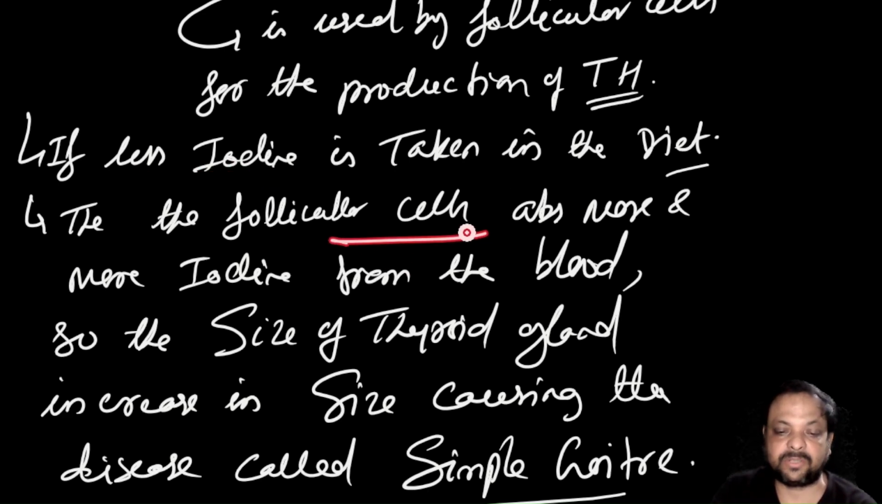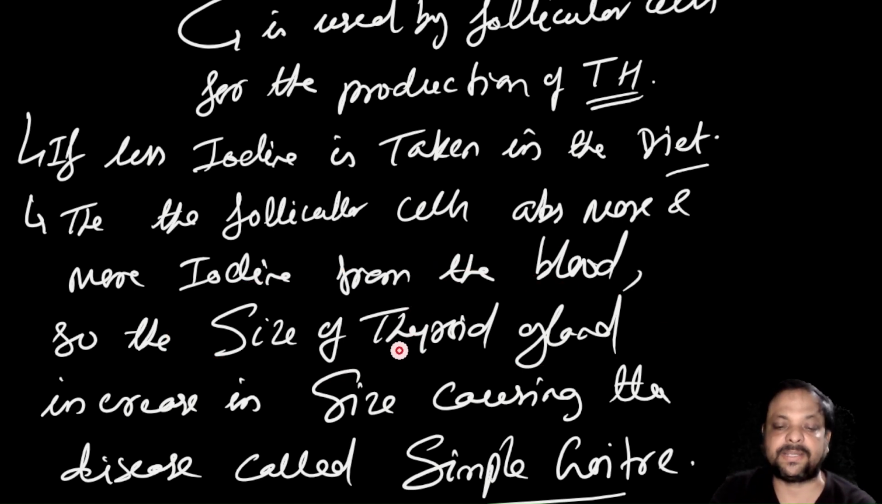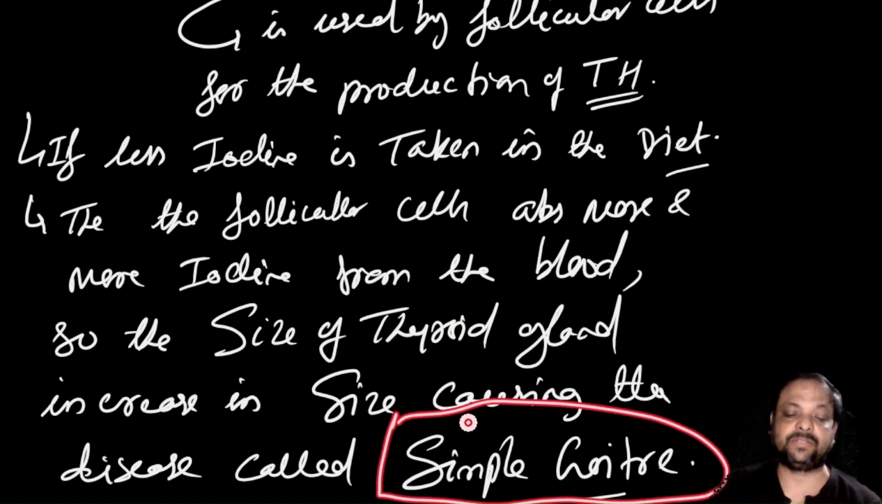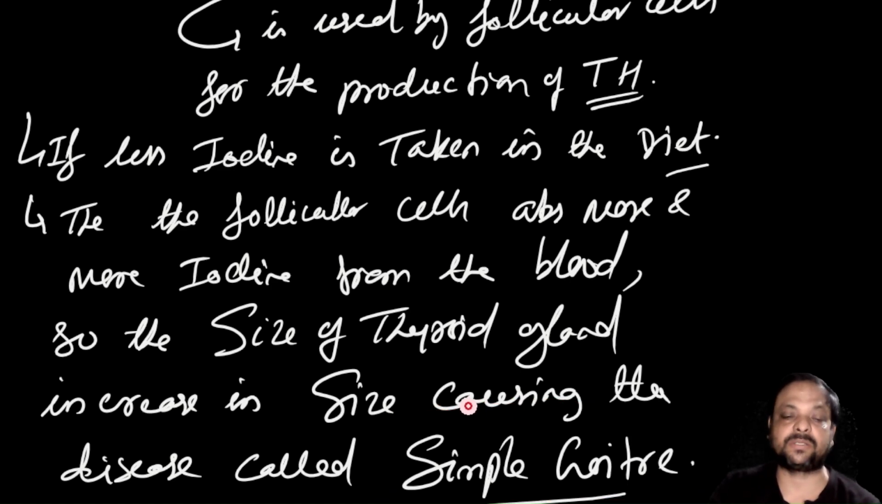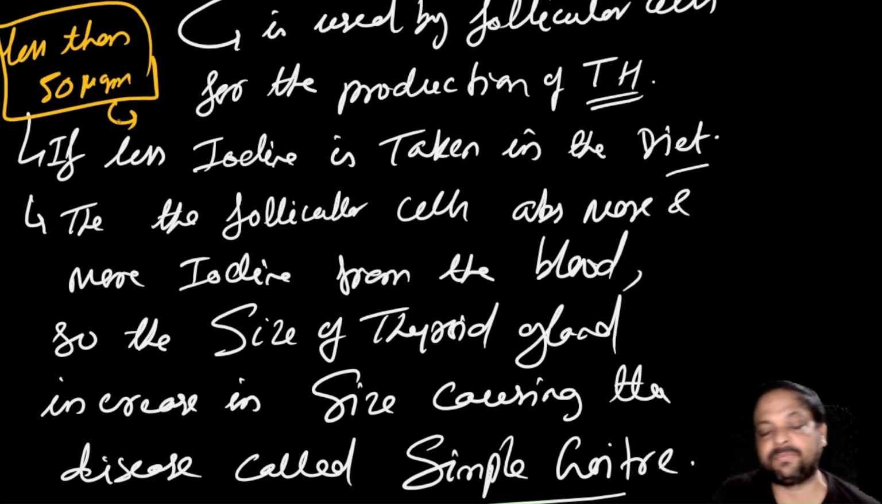So if less iodine is taken in your diet, then the follicular cells will absorb whatever iodine is present in the blood to maintain the metabolic activities. As a result, the size of the thyroid gland increases, and this causes the disease called simple goiter. So simple goiter is caused by the swelling or increased size of the thyroid gland, and this happens due to less intake of iodine. If the iodine intake is less than 50 microgram, then only this disease will happen. Got it? Clear? So iodine is a must in our diet to produce the hormones T3 and T4.